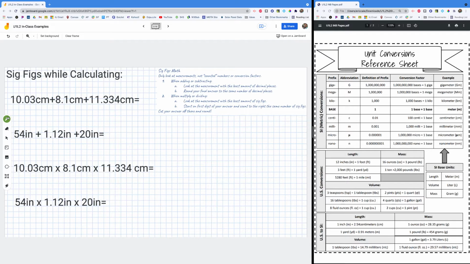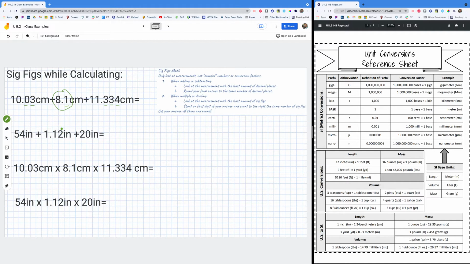So there's two different rules we have. If we add or subtract, we're focused on how many decimal places there are. So we want to find which of our numbers have the least amount of decimal places. This one has 2 decimal places. This guy only has 1. This guy's got 3. So we're going to do to round here.